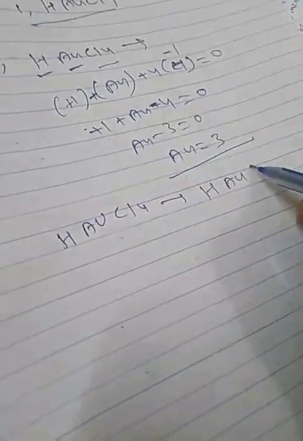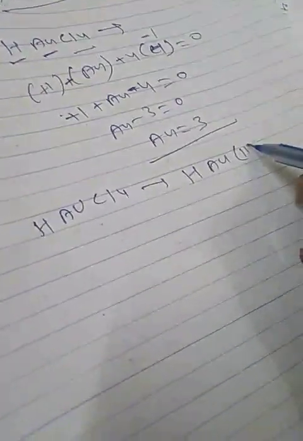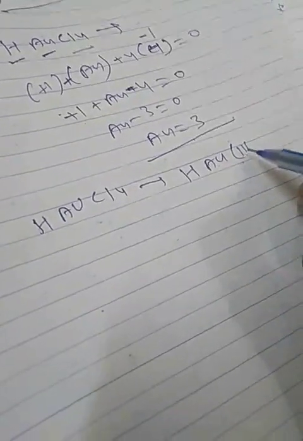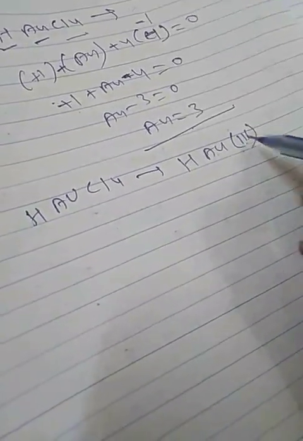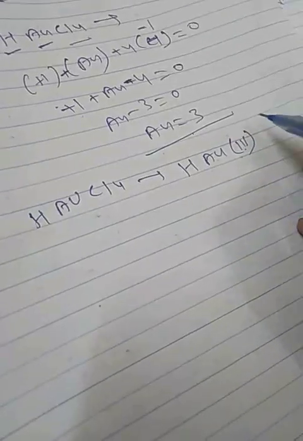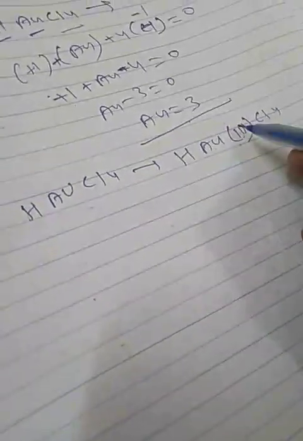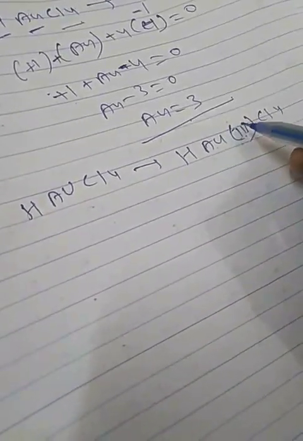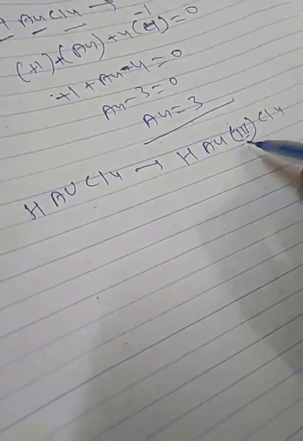HAuCl4 in stock notation: Au is 3. So after Au you have to write 3. And this is Cl4. So here, in stock notation, you have to show the oxidation number.